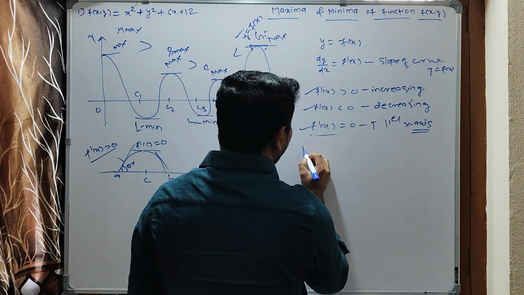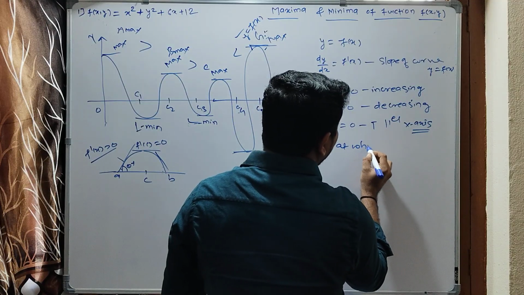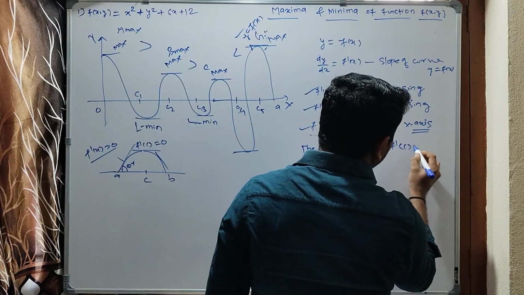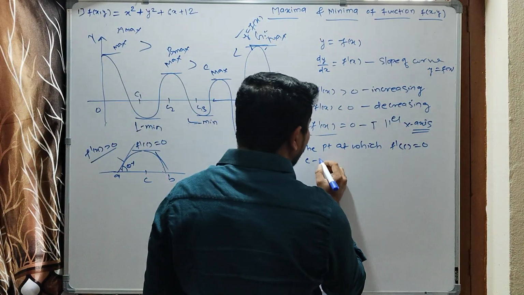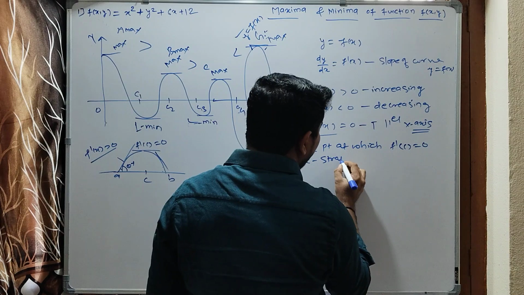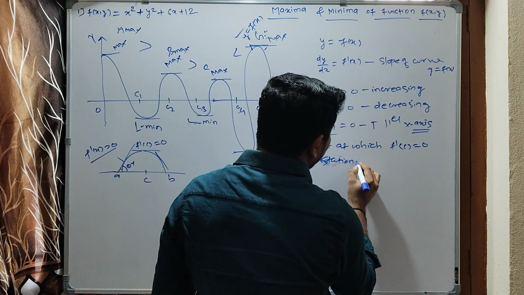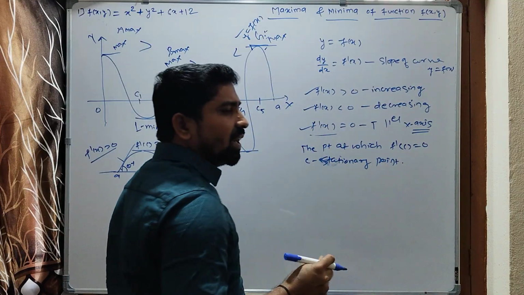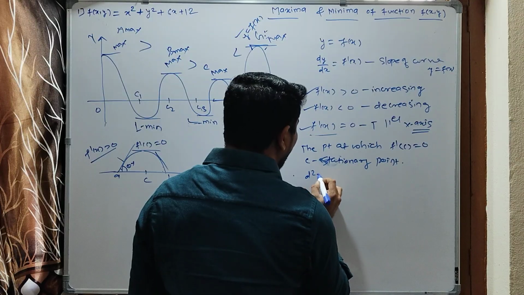So here the point at which f dash of, let's say, c equal to 0, that c point is called critical point or stationary point. That c point is called stationary. So here that is stationary point. Now I want to find the double derivative.